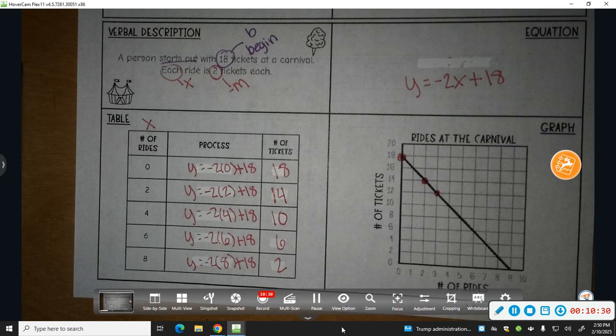Okay, just make sure that you understand that graph. Make sure that you understand how to put a word problem into an equation. If you don't, let Ms. Hodge know so that I can help you.